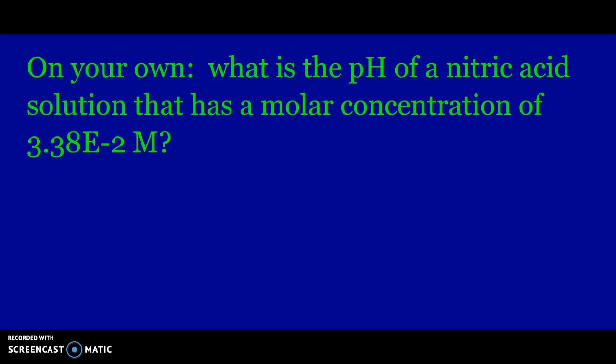What is the pH of a nitric acid solution that has a molar concentration of 3.38 times 10 to the minus 2? Hit pause because I'm going to put the answer up while you do that calculation. And yes, the pH is 1.47, exactly what you got. Very good. Pretty simple calculation. All right, let's move on.